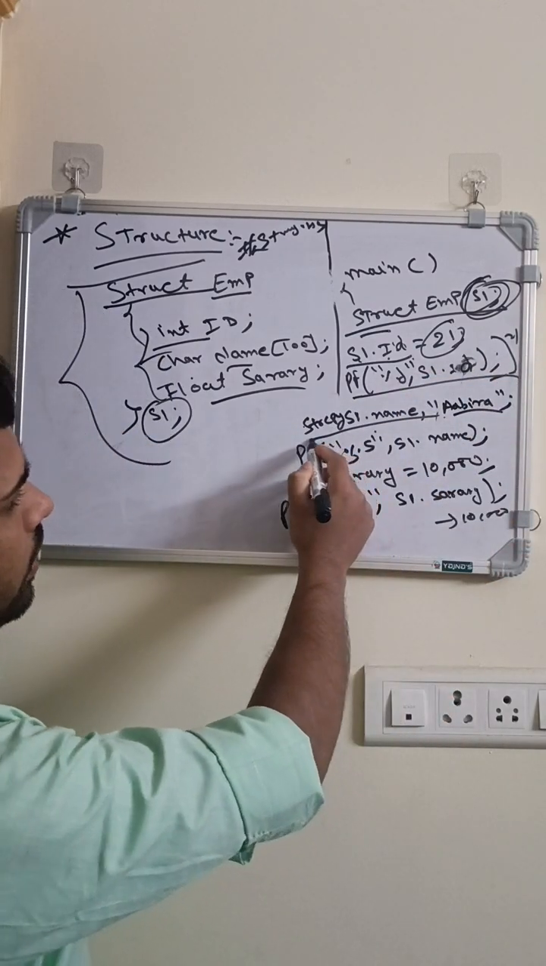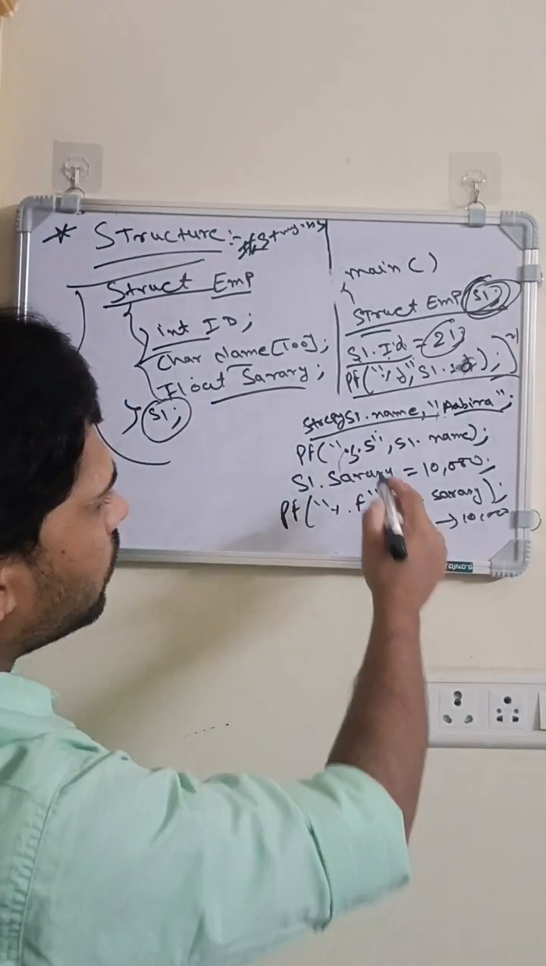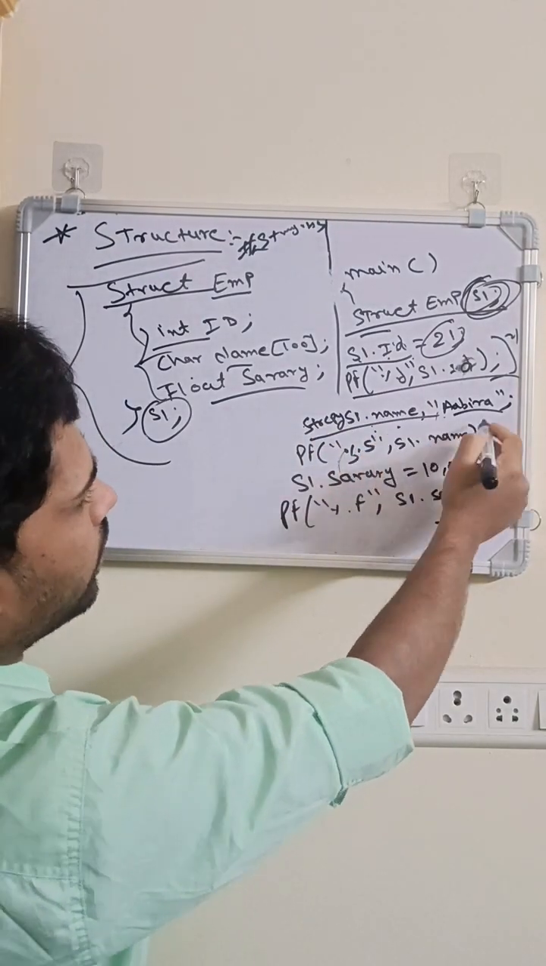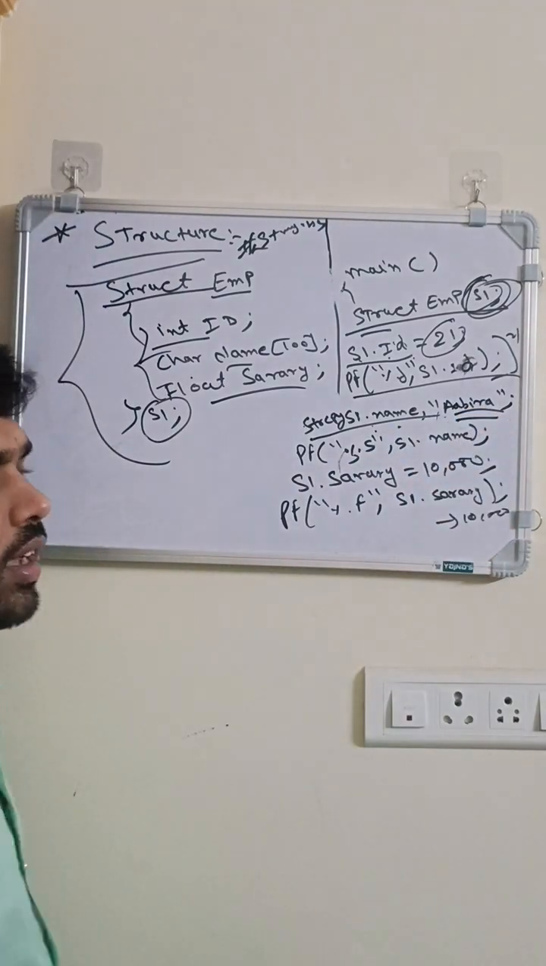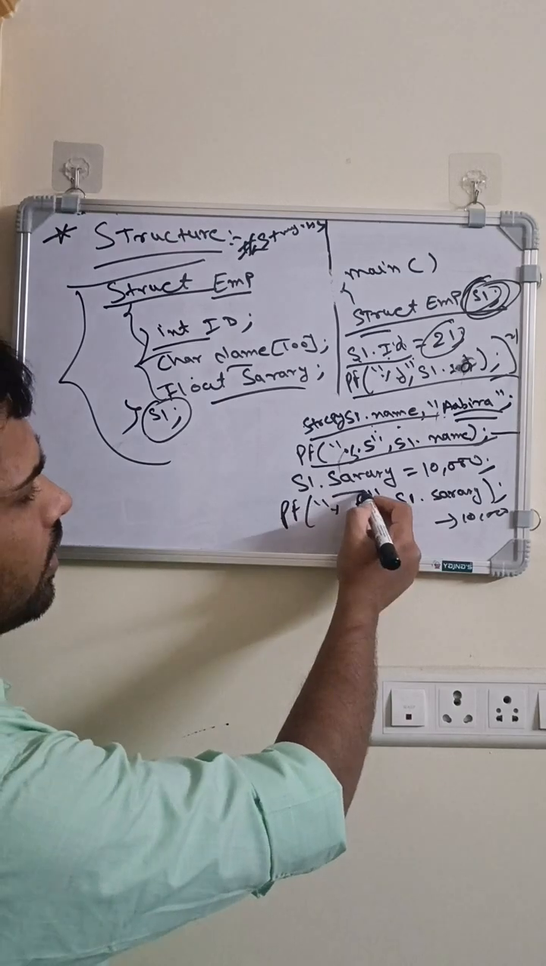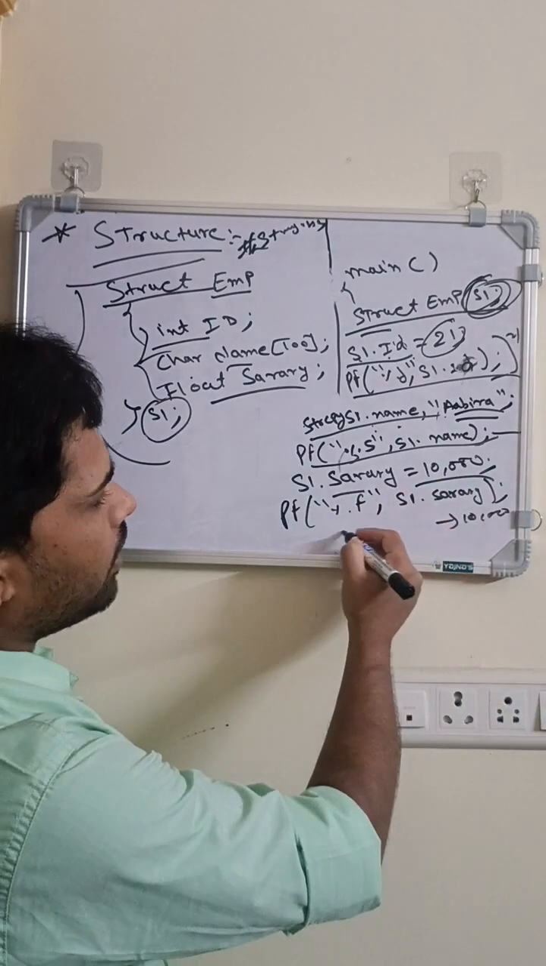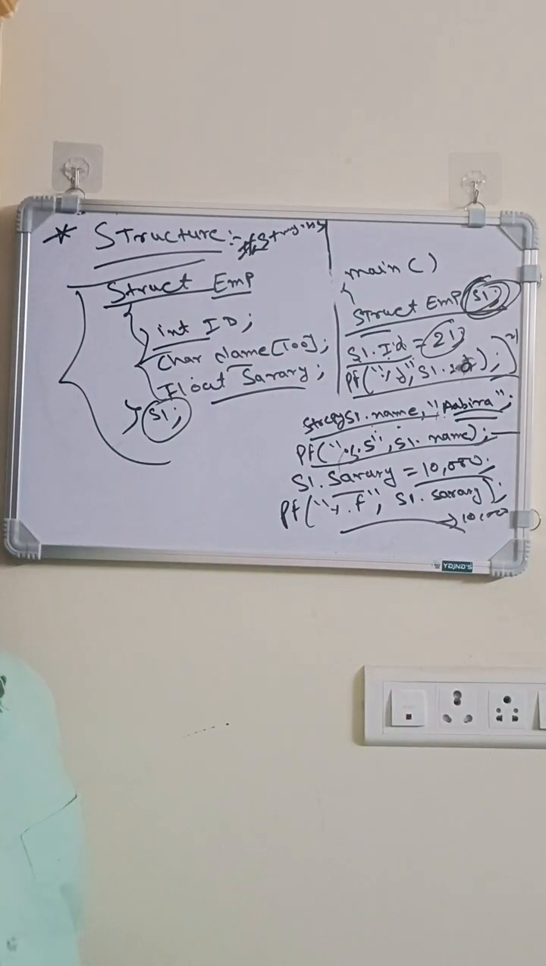Again, as I said, this is strcpy, the library file for strings. So again s1 dot name, then Avira, so initializing the name as Avira. Next, printing the same thing, Avira will come here. Then for s1 salary, we initialized it as 10,000 as the salary, and we are printing the same thing. So this is what a structure is.